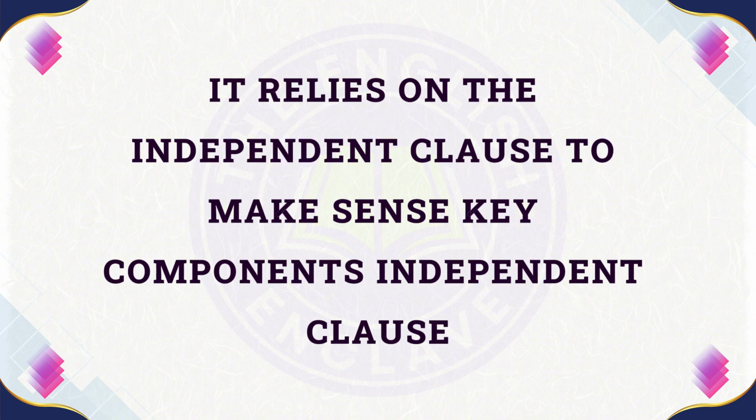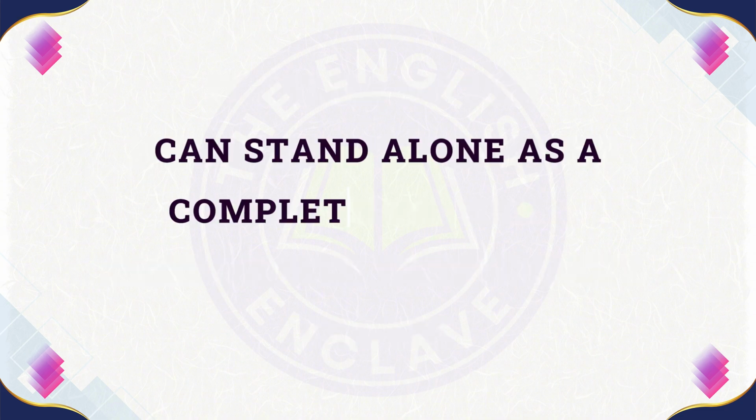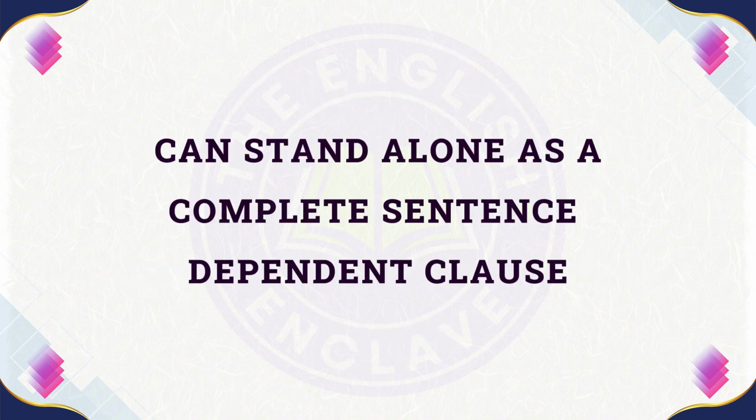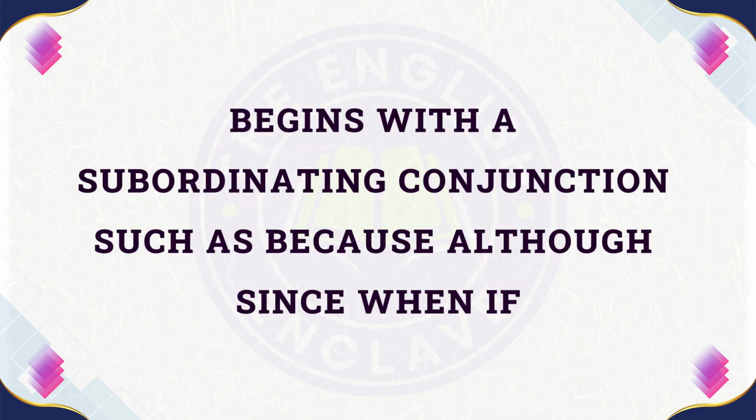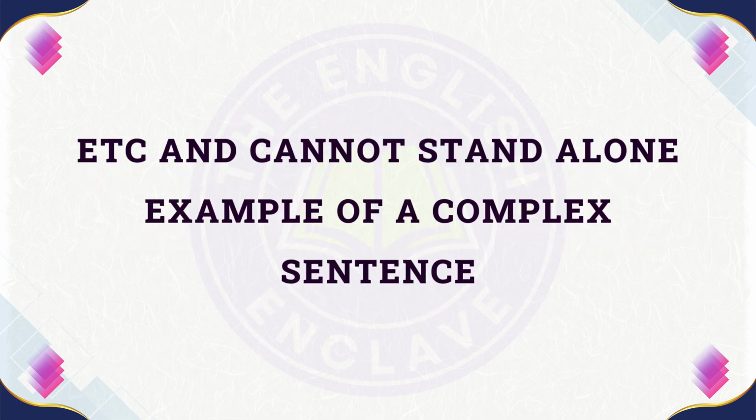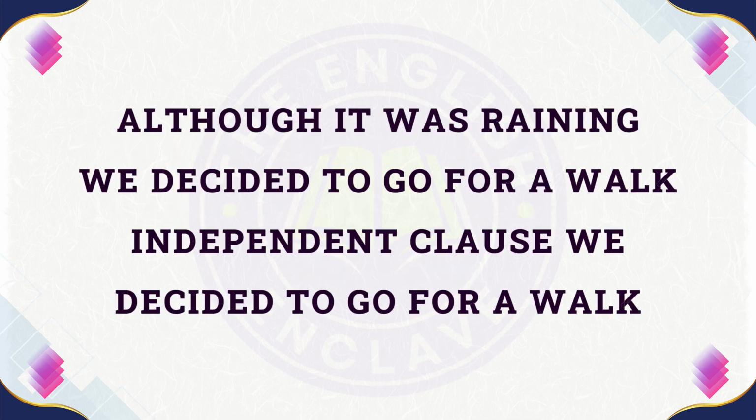Key components. An independent clause can stand alone as a complete sentence. A dependent clause begins with a subordinating conjunction, such as because, although, since, when, if, etc., and cannot stand alone. Example of a complex sentence: although it was raining, we decided to go for a walk.